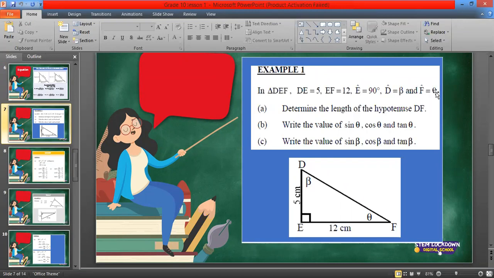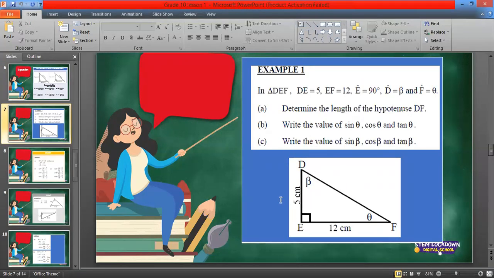Angle F equals theta. Now, determine the length of the hypotenuse DF. You must find this length DF. So how do you find this length DF from here?